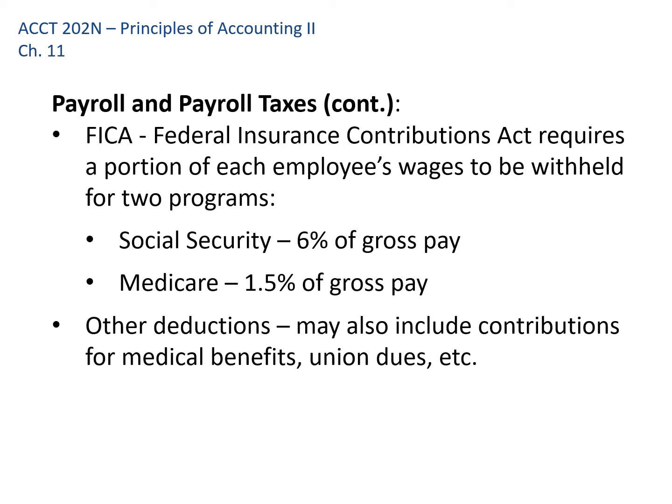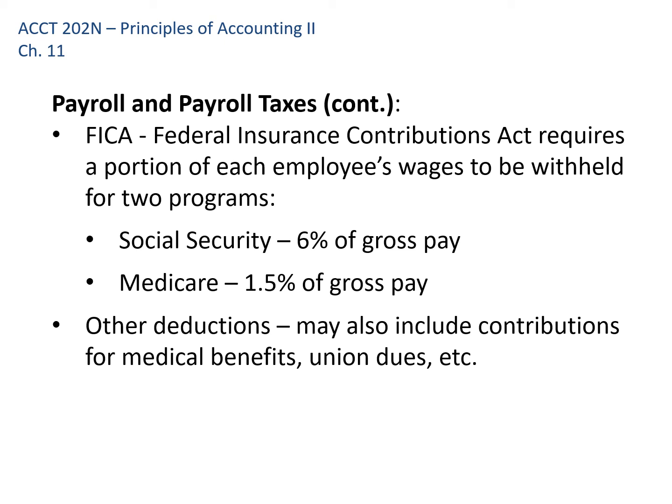The other type is FICA, which is the Federal Insurance Contribution Act, and it comprises 2 programs. One is Social Security, which is 6% of gross pay, and it's up to a limit. It's capped, and once you are over that limit, they no longer deduct 6%. And then there's Medicare, which is 1.5% of gross pay, and there is no limit on that, so it can be as much as you earn. I'll talk a little bit more about that in a minute.